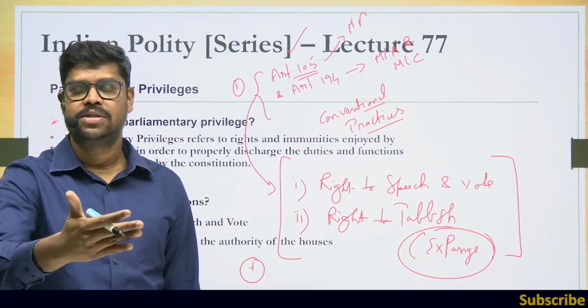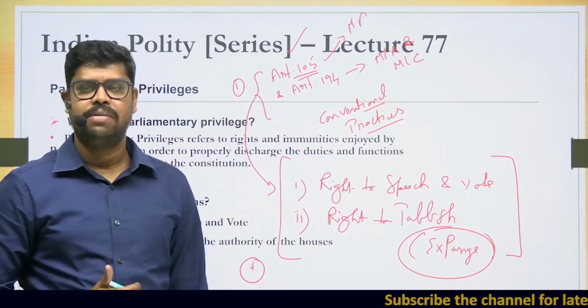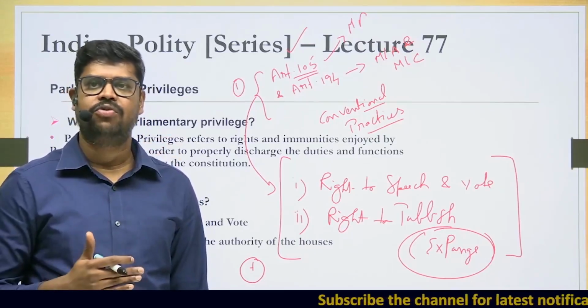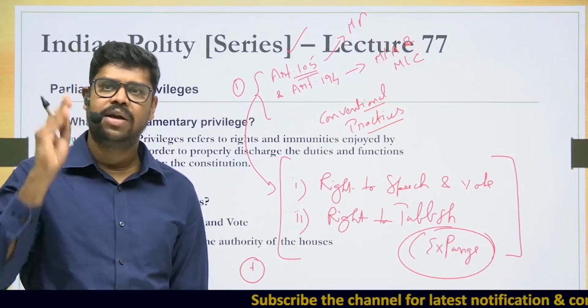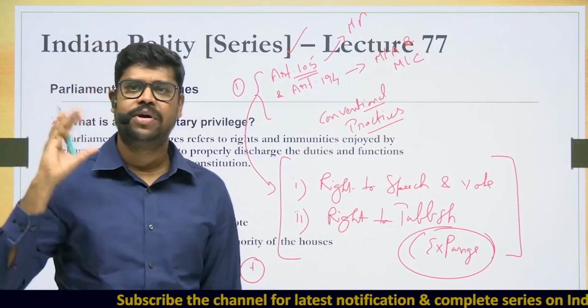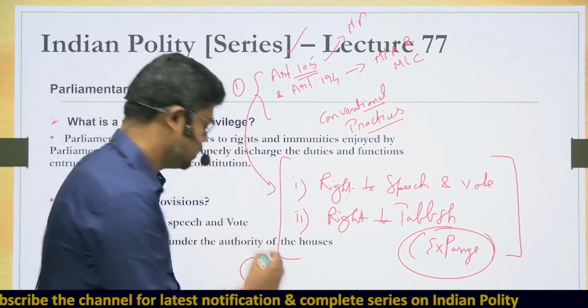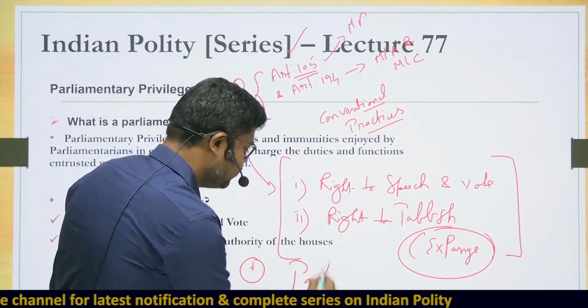So before the commencement of the constitution, the members of the Constituent Assembly were exercising certain parliamentary privileges. At that time we did not have a constitution, so they were exercising parliamentary privileges on the basis of parliamentary conventions or conventional practices, which they borrowed from the British parliamentary system. So, parliamentary convention.